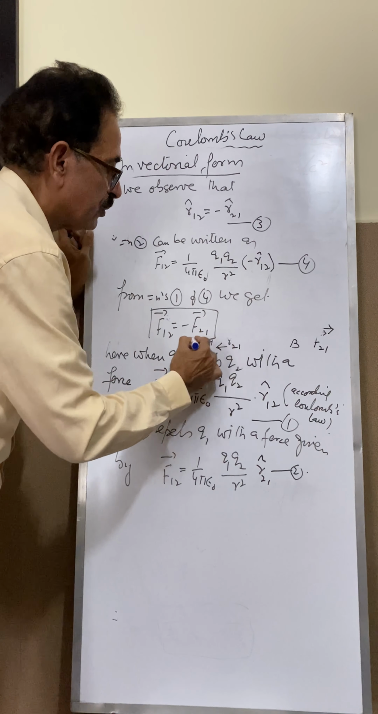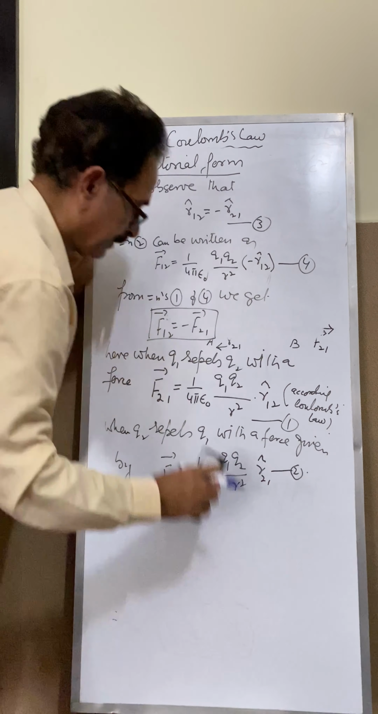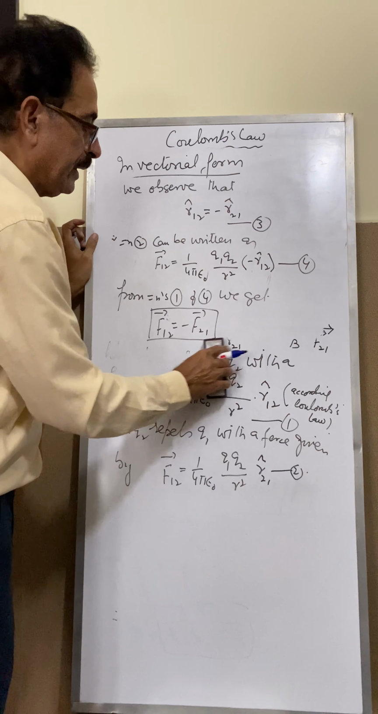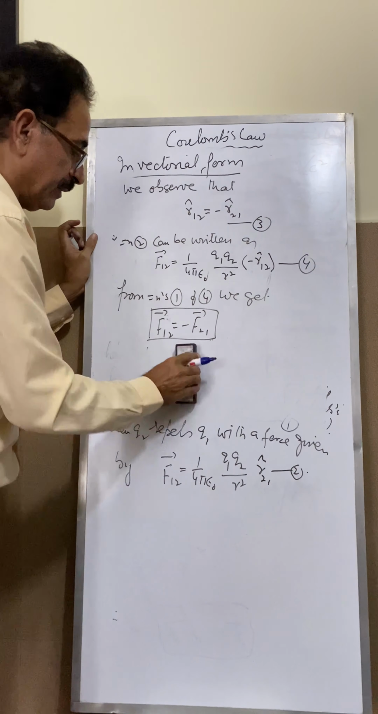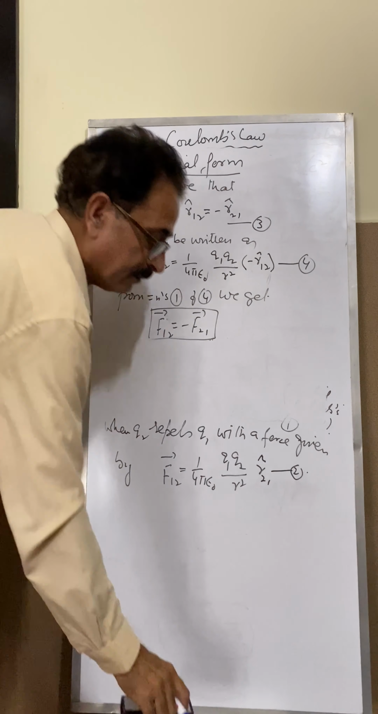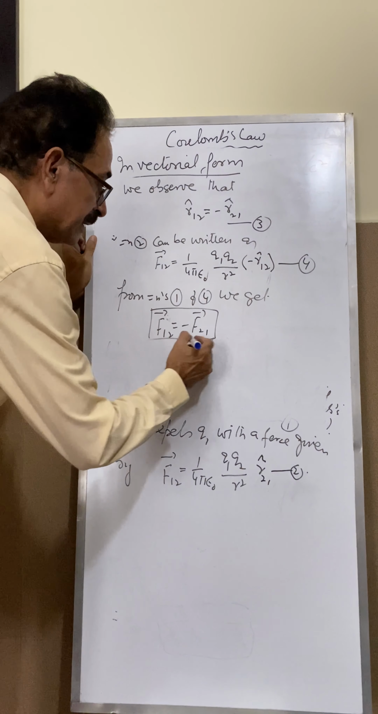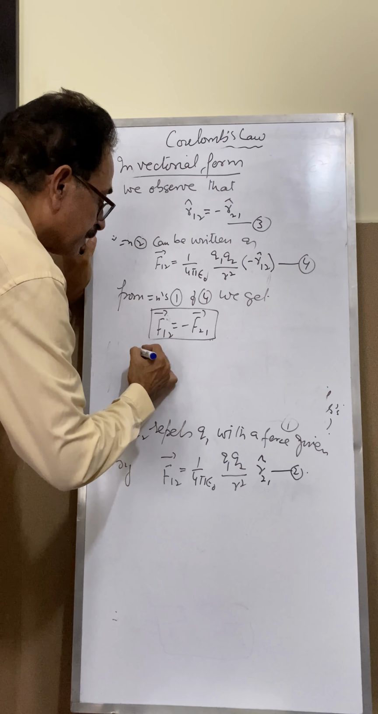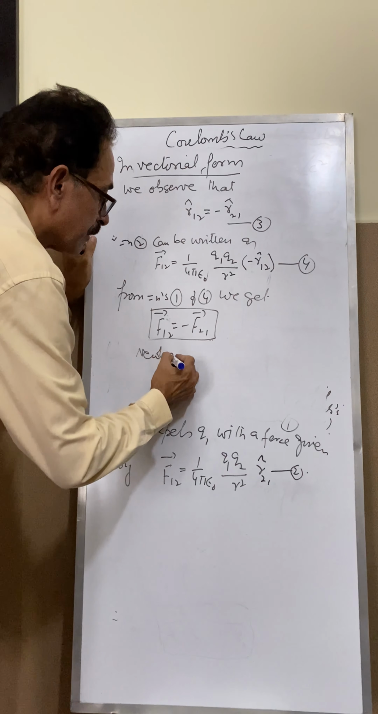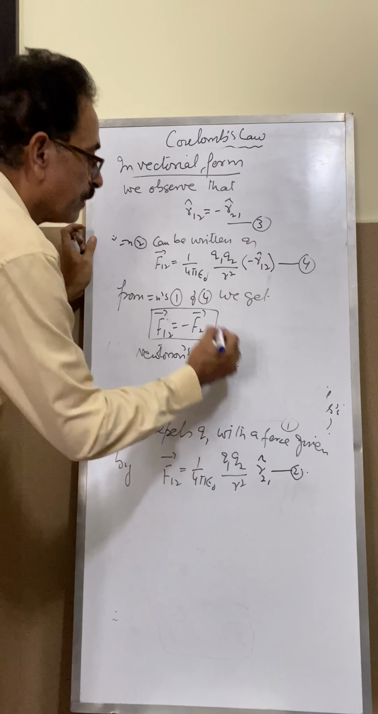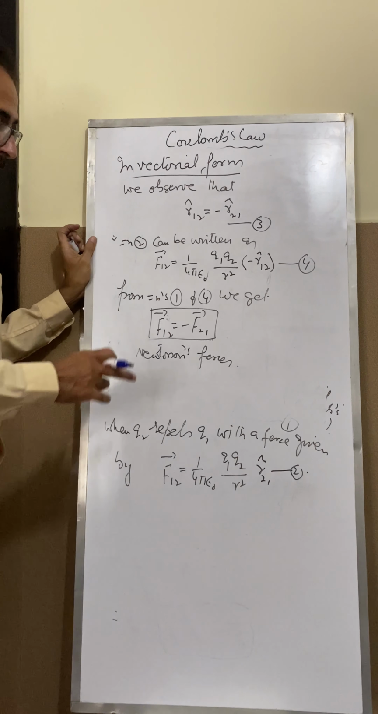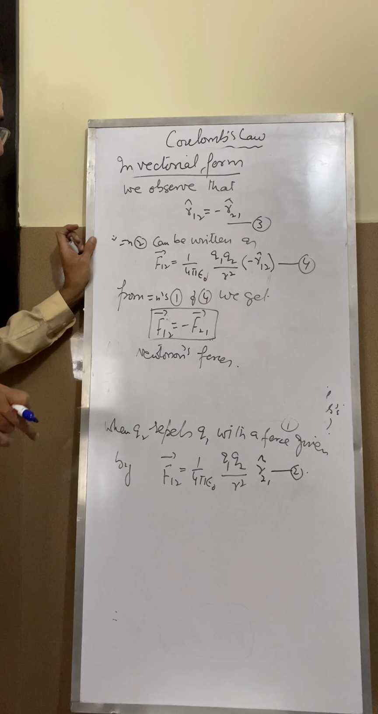So these two forces are equal. That means F12 and F21 are equal in magnitude but opposite in direction. Hence, these are Newtonian forces. That means Newton's law holds good here.